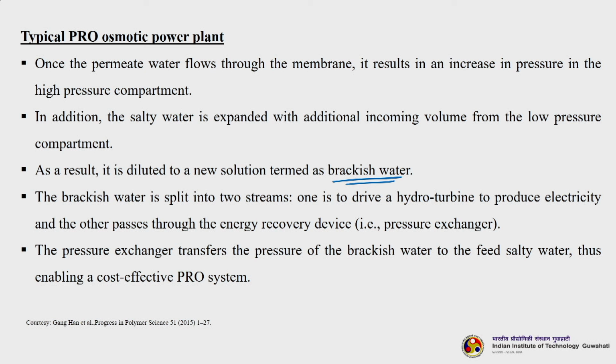So, the brackish water is split into two streams. One is to drive the hydro turbine to produce electricity, and the other passes through the energy recovery device, that is the pressure exchanger basically, to recover the energy. The pressure exchanger transfers the pressure of the brackish water to the feed salty water, thus enabling a cost effective PRO system. So, this is how pressure retarded osmosis is utilized to generate electricity.